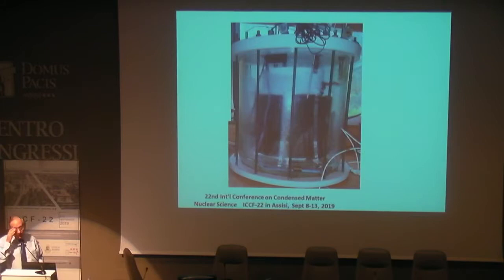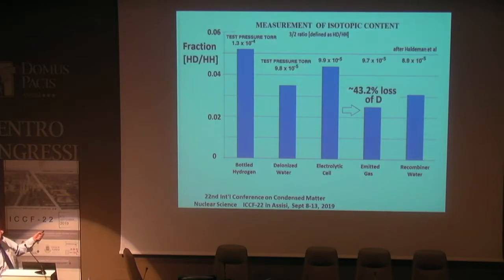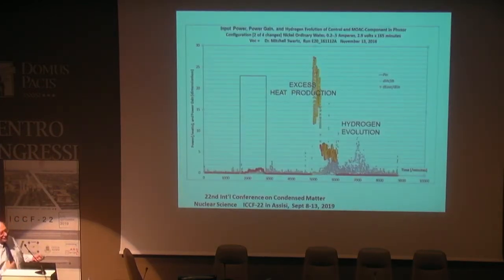The other system we use in the aqueous system, we call it the MOAC, the mother of all cathodes, because it has half a mile of nickel wire, and here it's unfilled. And when it is filled, it turned out that at Lincoln Lab, they did a series of measurements, and they found that when they got excess heat, the deuterium fell. There was a 43 loss of deuterium. Why didn't they report it? They were looking for hydrinos, and they found none.